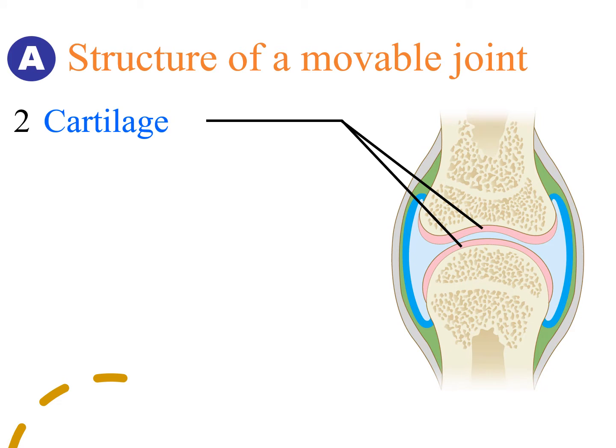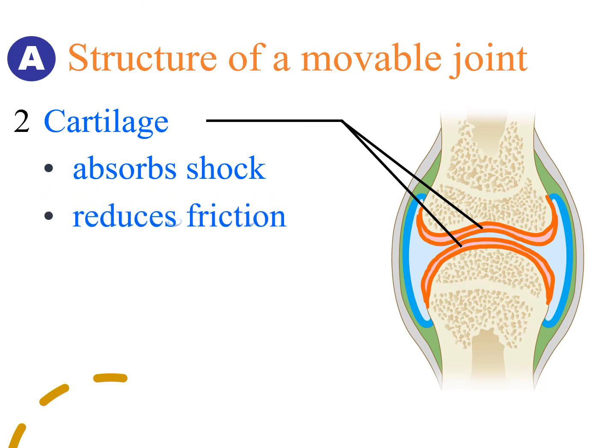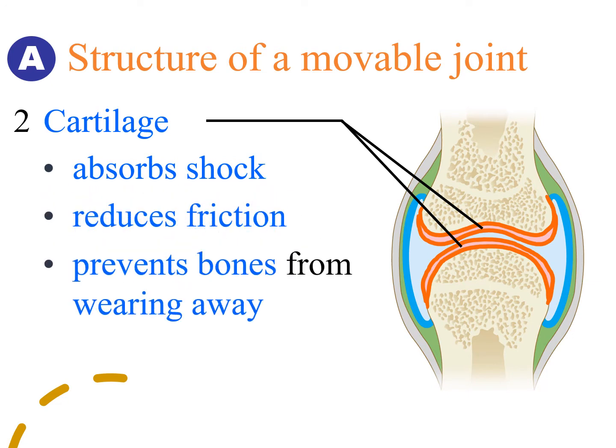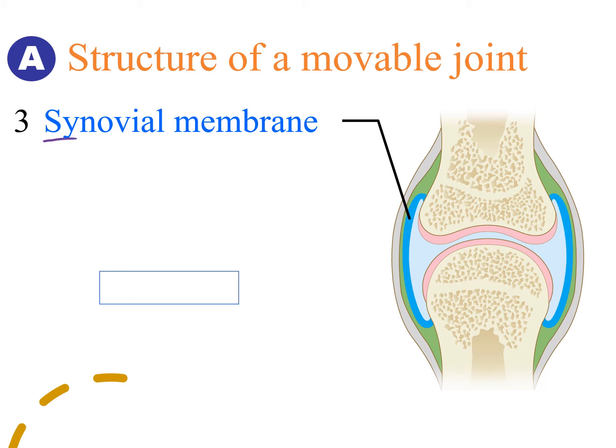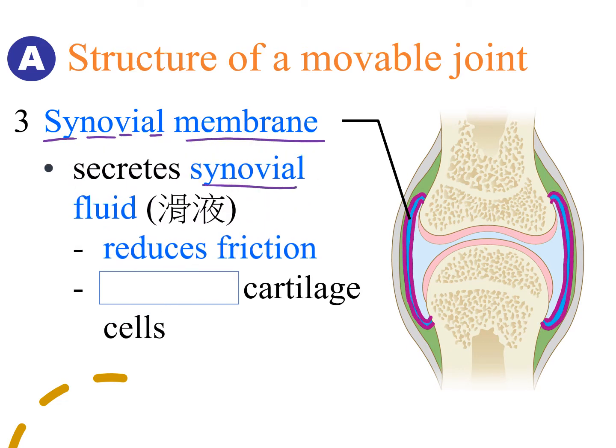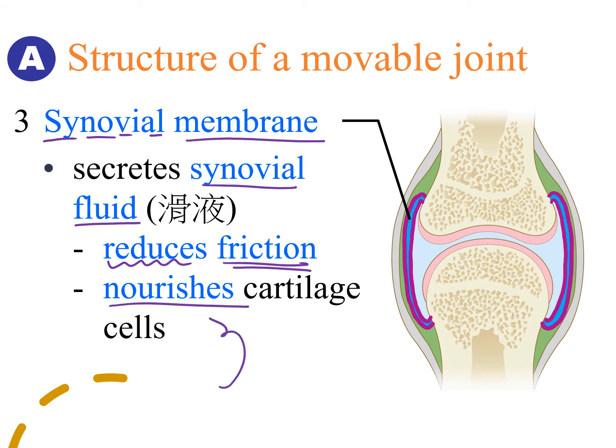At the two-end surface of the bones, we can also see the cartilage, 軟骨. Cartilage helps to absorb shock and reduce the friction, which prevents the bones from wearing away. The two ends of the bones are covered by a synovial membrane, 滑液膜. What is the function of this synovial membrane? That is to secrete the synovial fluid, 滑液. It helps to reduce the friction during movement and also nourish the cartilage cells. Nourish means provide nutrients to the cartilage cells.